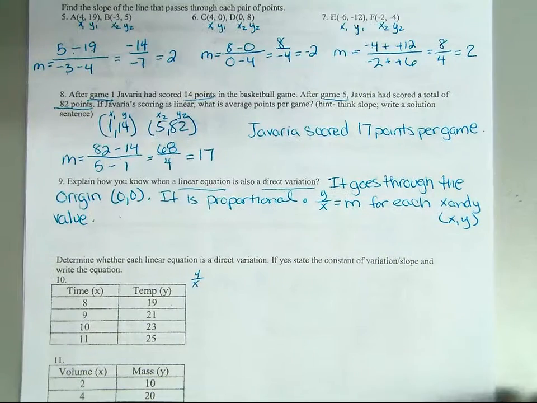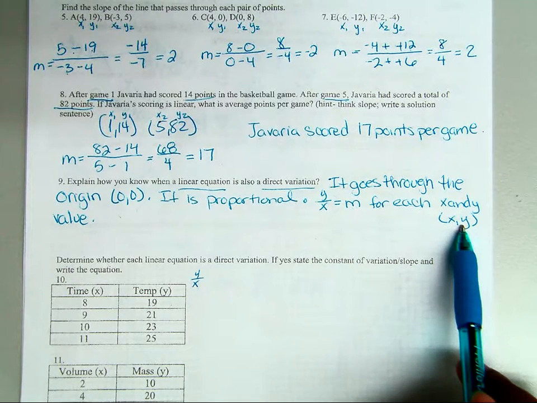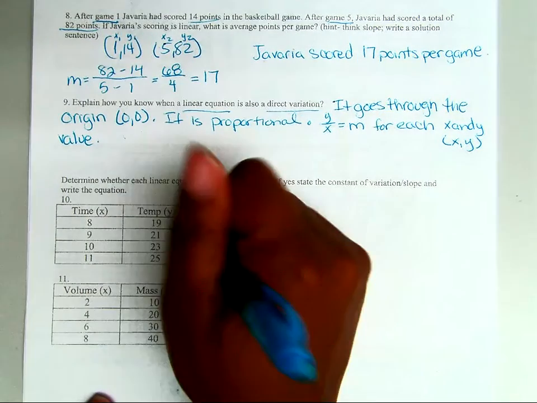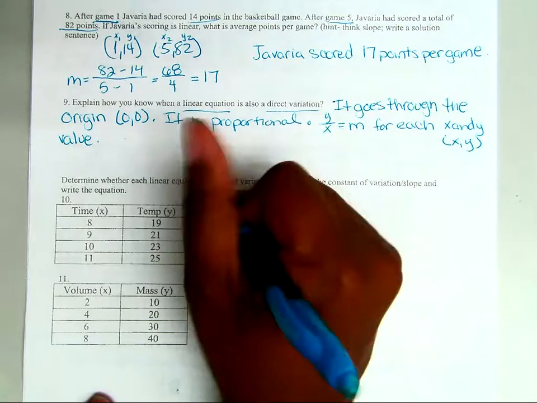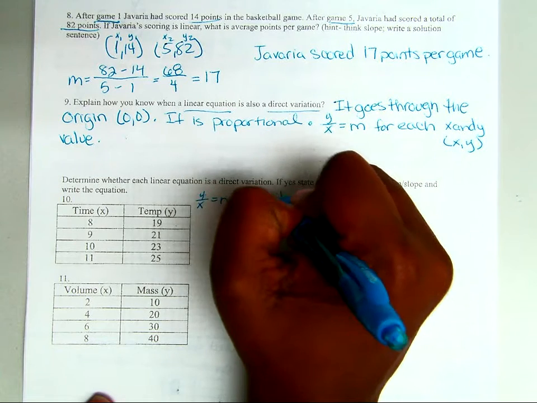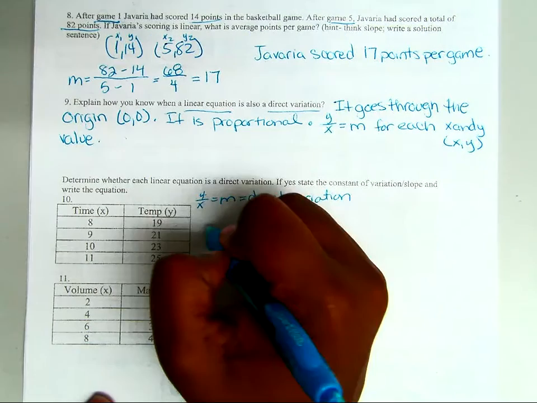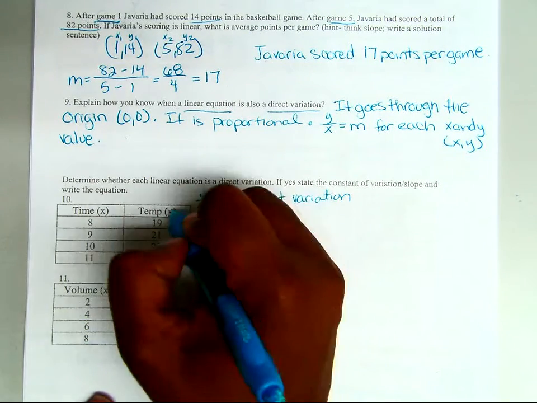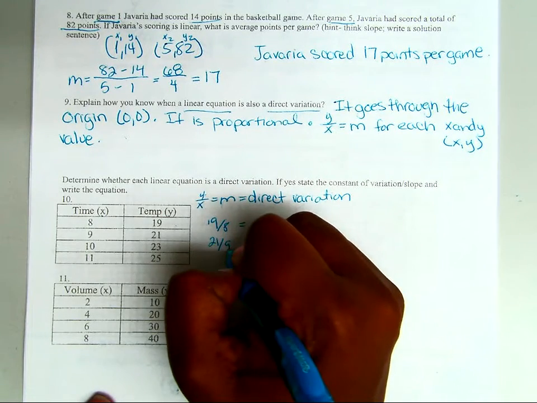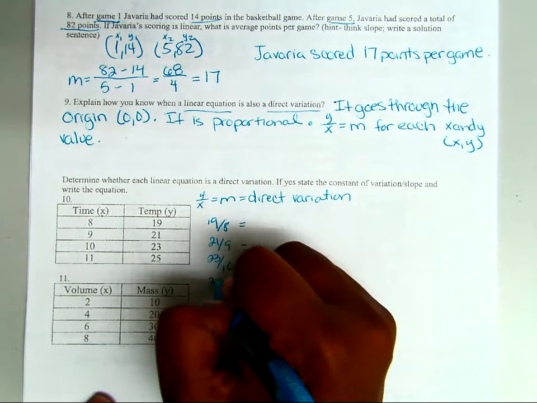Okay? So they got to go together. You can't just pick out what you want. It's the x that goes with the y. Down here, they want us to determine if it's a direct variation. Let's do it. Y over x equals m, which is also equal to direct variation. All I'm doing is 19 over 8, because this is my y and this is my x. 21 over 9. 23 over 10. 25 over 11.